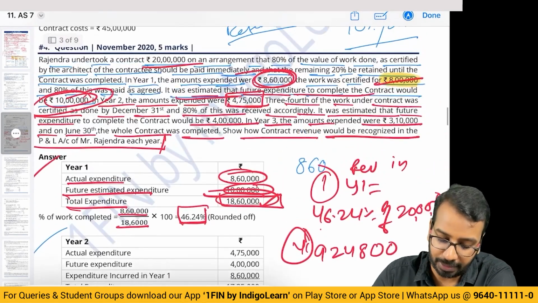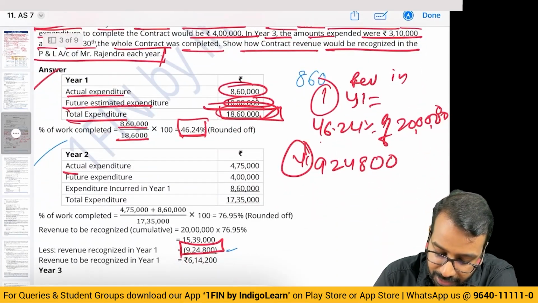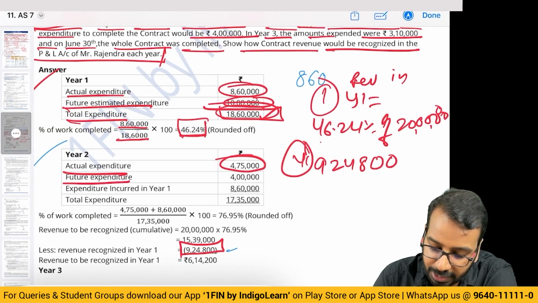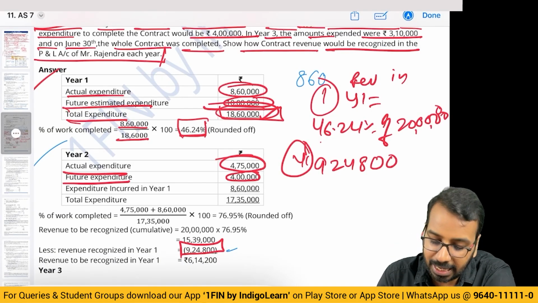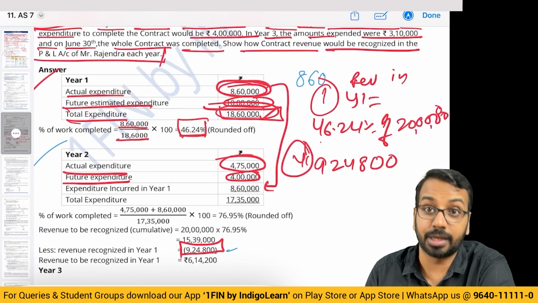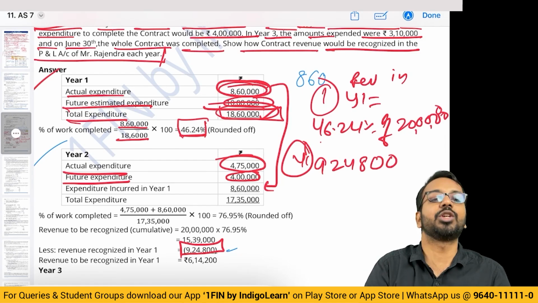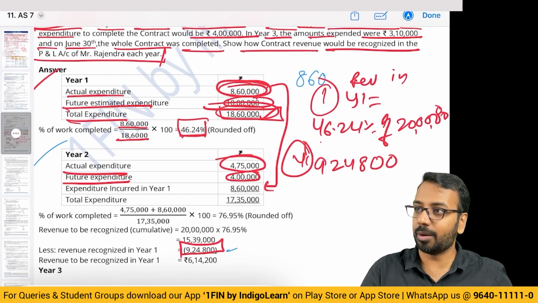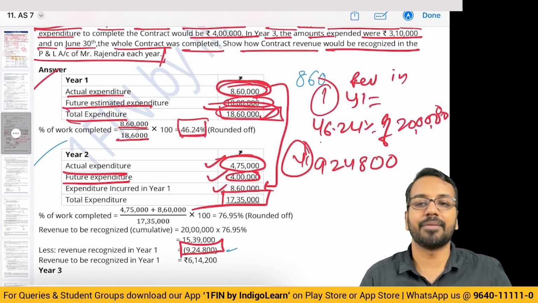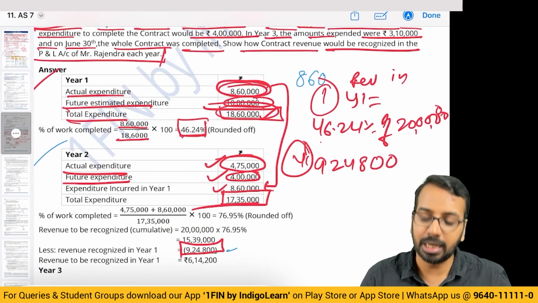Now in year 2, we have incurred expenditure of 475. That is the expenditure for year 2. Future expenditure we are expecting 4 lakhs and we have already incurred 860 here. So this 860 will also come in the cumulative expenditure. Now this is one standard where you have to be comfortable in handling cumulative numbers. Okay. So the cumulative numbers are 475, 4 and 860. Total became 17,35,000. This is the total expenditure.